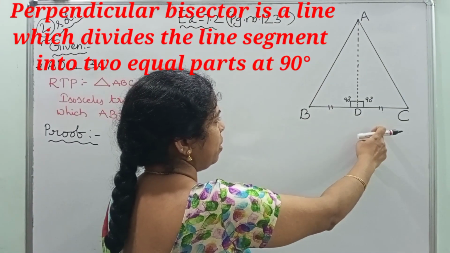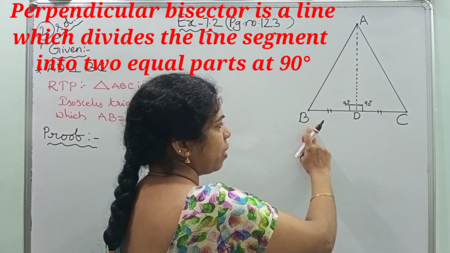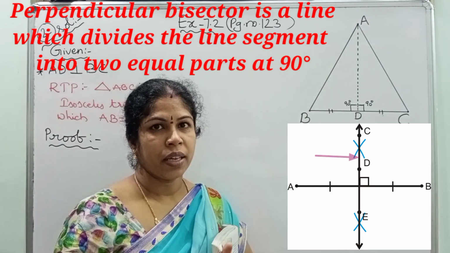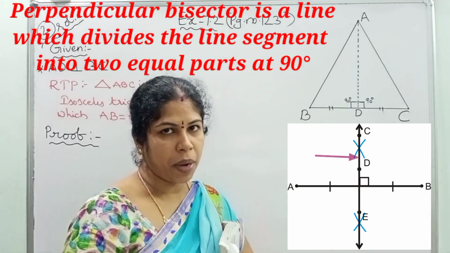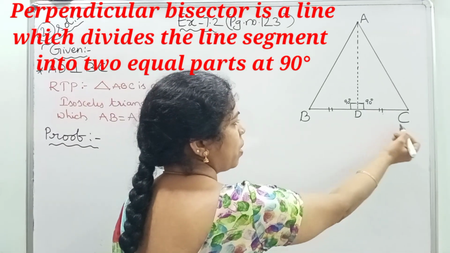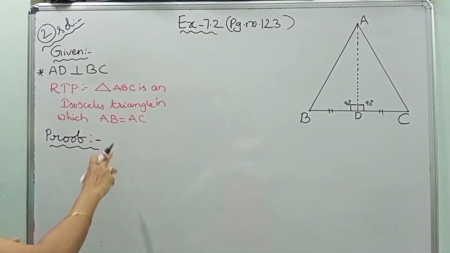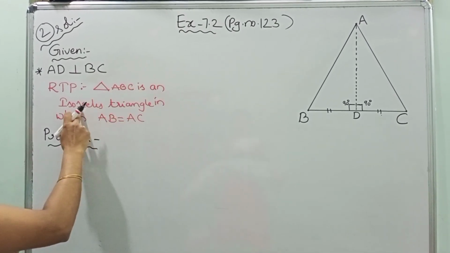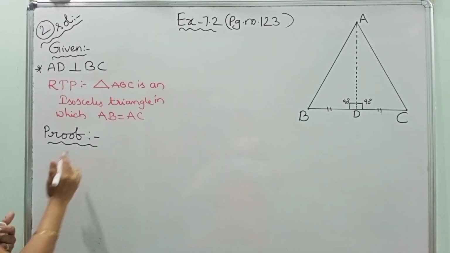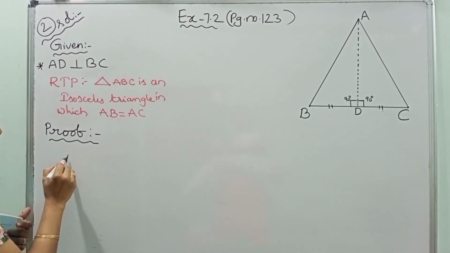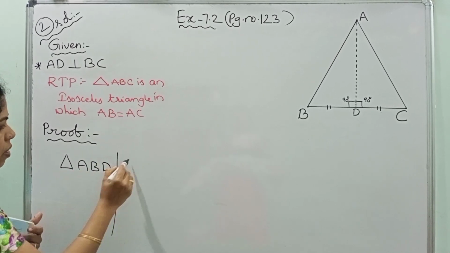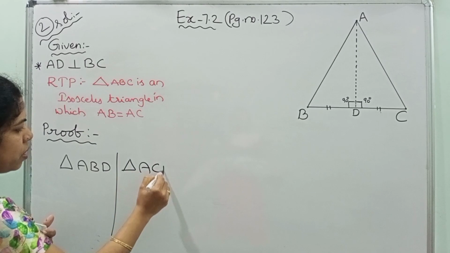In triangle ABC, it is given that AD is perpendicular bisector of BC. The perpendicular bisector drawn to a line segment divides it into two equal parts and also forms 90 degrees with the line segment. So, BD is equal to CD. We need to prove that triangle ABC is an isosceles triangle in which AB is equal to AC. So, let us take both the triangles, triangle ABD and triangle ACD.